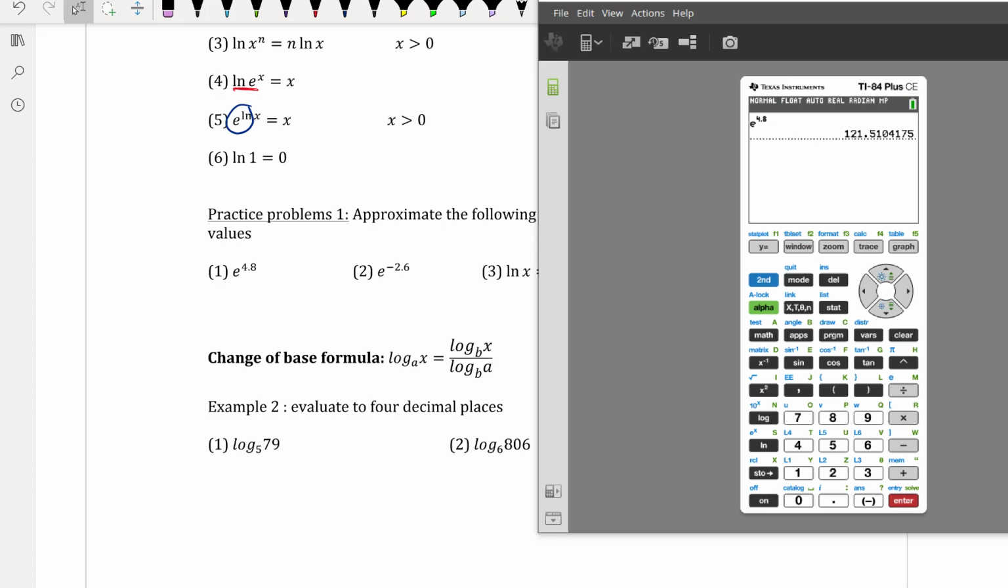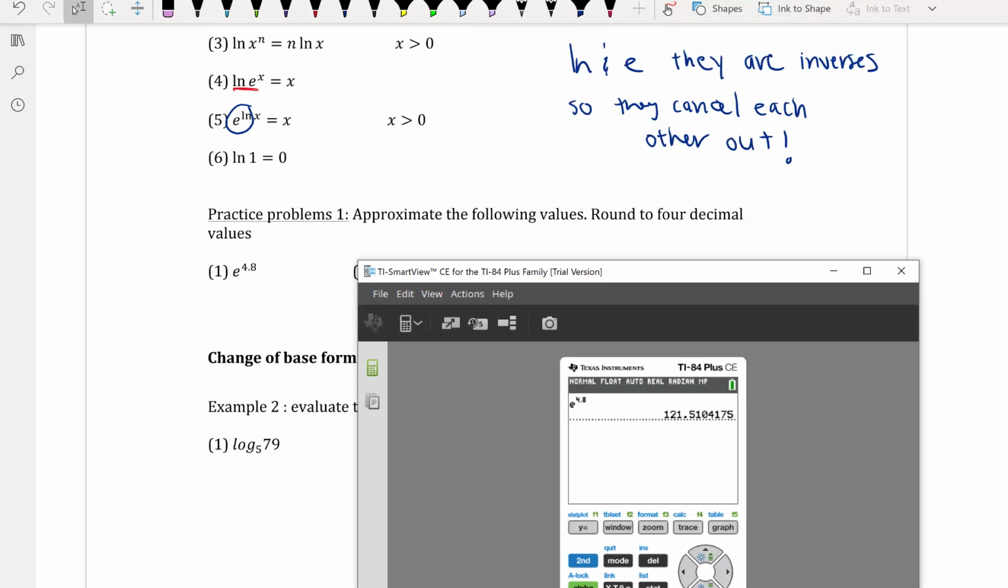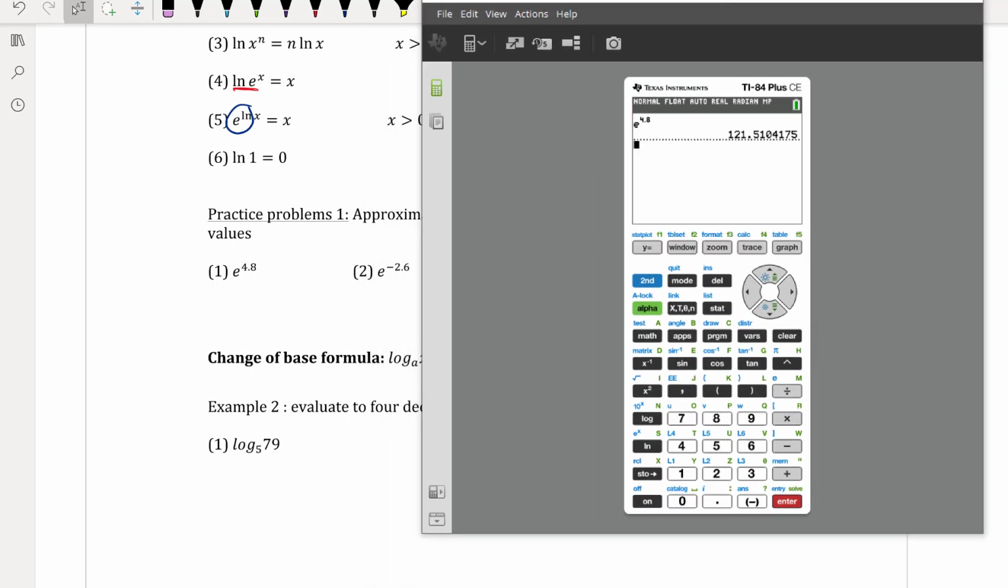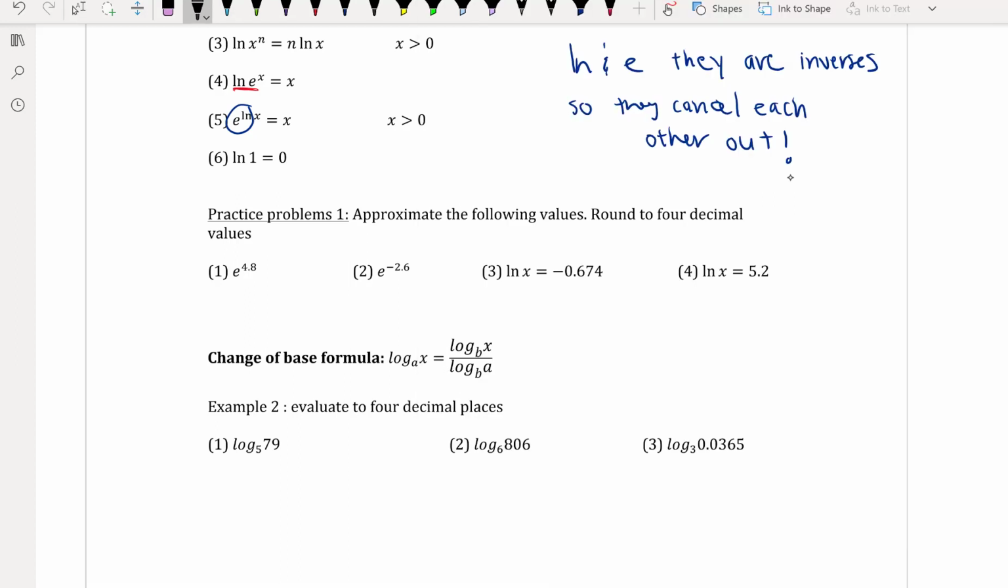So I know this is just going to be a number. I have 121.5104175. What does it say here? It's approximate to 4 decimal places. So rounding to 4 decimal places, 1, 2, 3, 4, that 4 is the 4th decimal place. The 5th digit is 1, so that 1 tells you to leave that 4 alone. So my final answer is 121.5104.